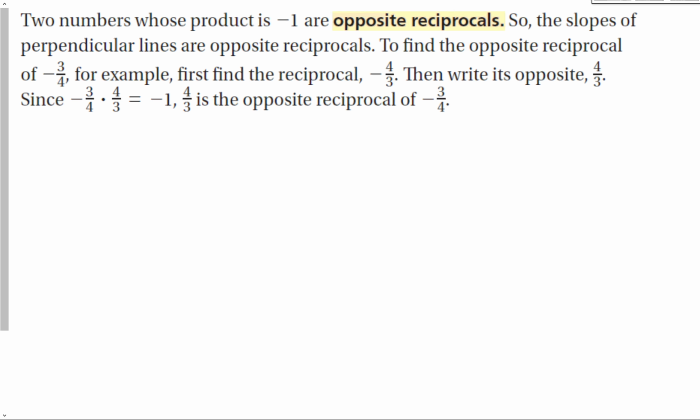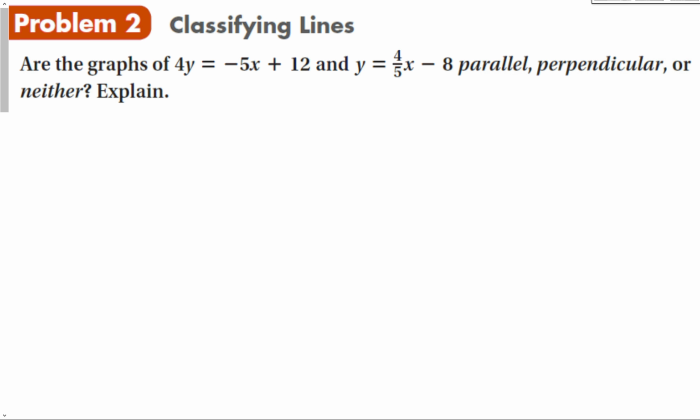And that's what this page says right here. So two numbers whose product is -1 are opposite reciprocals. So the slopes of perpendicular lines are opposite reciprocals. So to find the opposite reciprocal of 3/4, right? First find the reciprocal, then write its opposite. And they multiply together to give you -1.